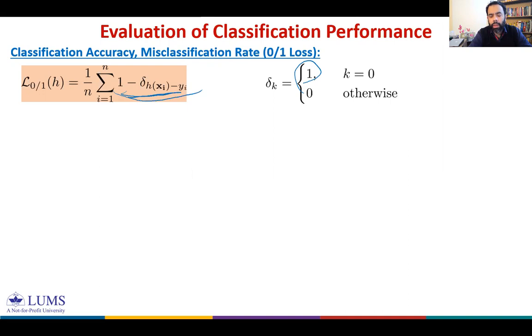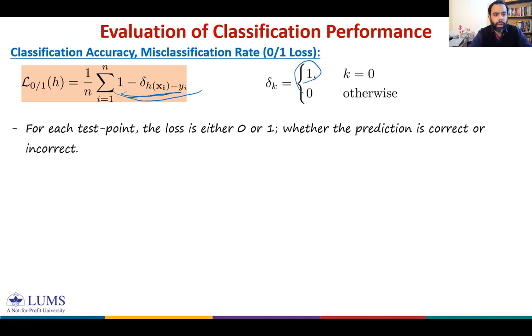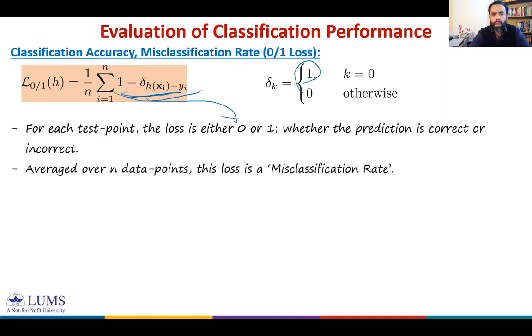When the prediction is incorrect, we call it a loss, right? So this quantity can be interpreted as the loss. So this term is either 0 or 1. It depends on whether the prediction is correct or incorrect. And when we average over all these n data points we have in the set, we get this 0-1 loss. And this is, in fact, what we call the misclassification rate, because this quantity gives the proportion of objects for which the classifier is incorrect, for which the classifier is wrong.